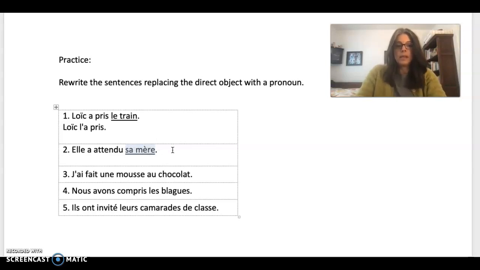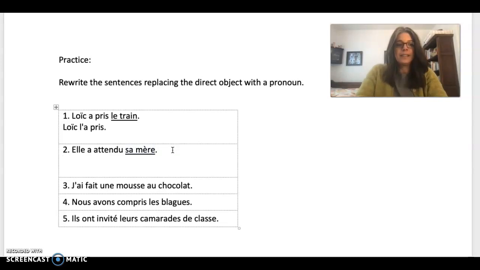Okay, that's feminine. Sorry, my dog's barking. If you can hear that. So, elle l'a attendue. And because it's feminine, we're going to add an E. Doesn't change the pronunciation. Elle l'a attendue. She waited for her. All right, numéro 3.